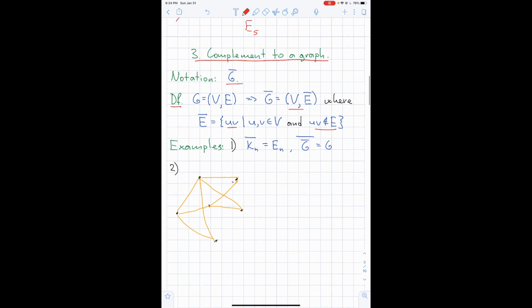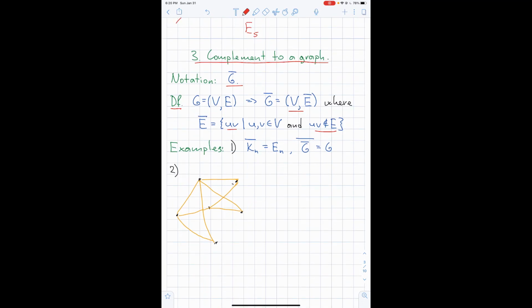So for example, the complement of the complete graph is En, clearly, right? If you had all the edges, then the complement won't have any edges. And another observation is that if you take the complement of the complement, you recover the graph itself. The first time you take all the edges that were not in the graph, and then as you repeat this procedure, you recover the graph you started from.